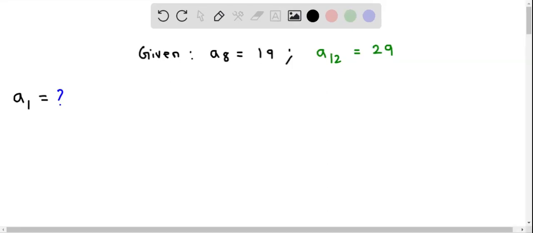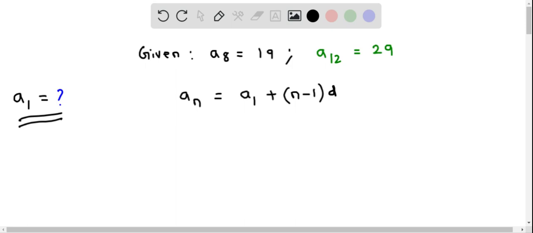We now determine the first term of this arithmetic sequence with a sub 8 given as 19 and a sub 12 given as 29. So we have to determine this a sub 1, which is the first term of the arithmetic sequence. For this, I'm going to write down the nth term of the arithmetic sequence, and it is given as a sub n equals a sub 1, which is the first term, plus n minus 1 times d, and d represents the common difference.